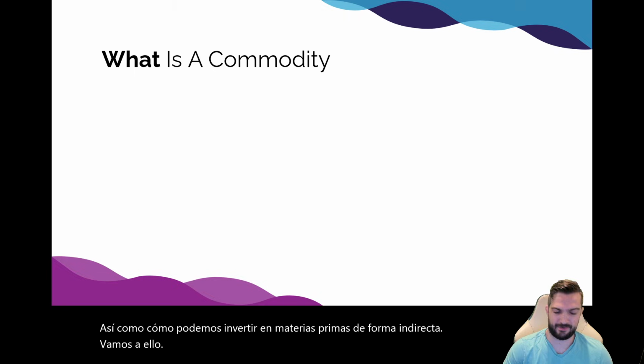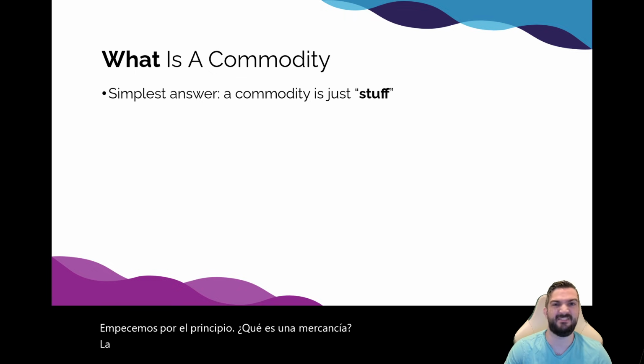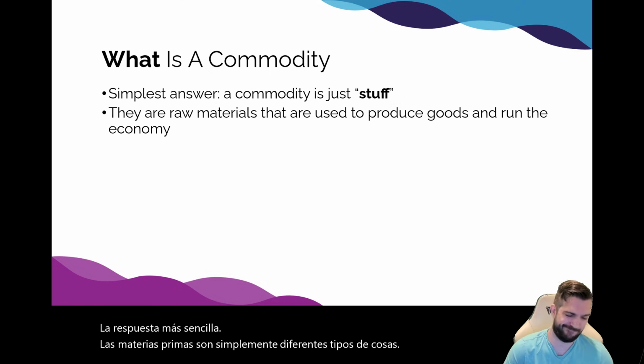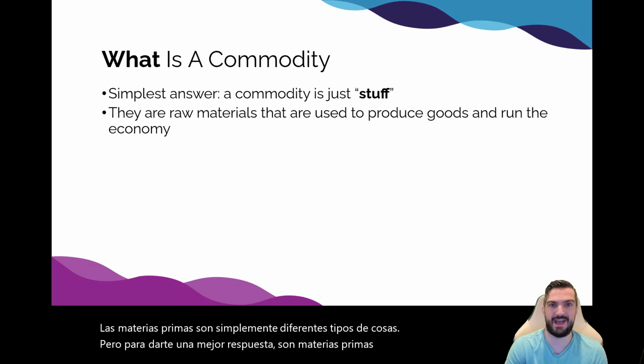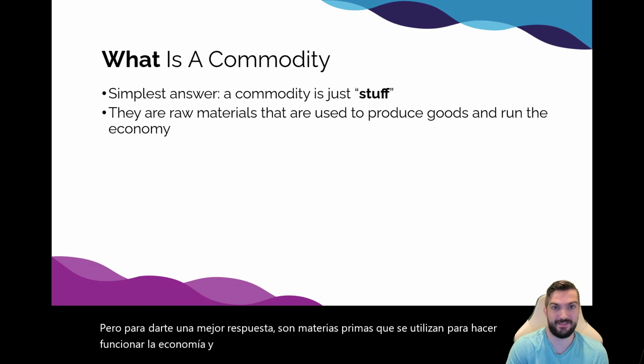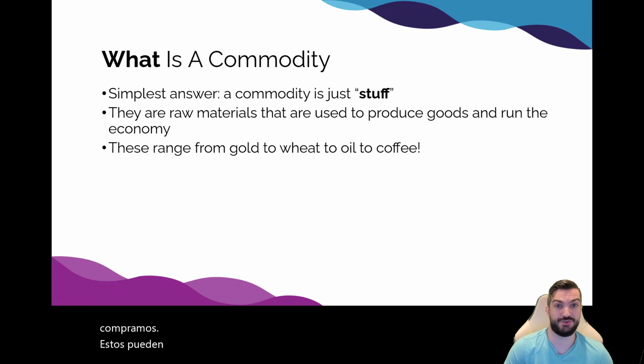Let's start off from the very beginning. What is a commodity? The simplest answer, it's stuff. Commodities are just different types of stuff. But to give you a better answer, they are raw materials that are used to run the economy and produce all of the different goods that we know, love, and buy. These can range from everything such as gold, to wheat, to oil, and even coffee.